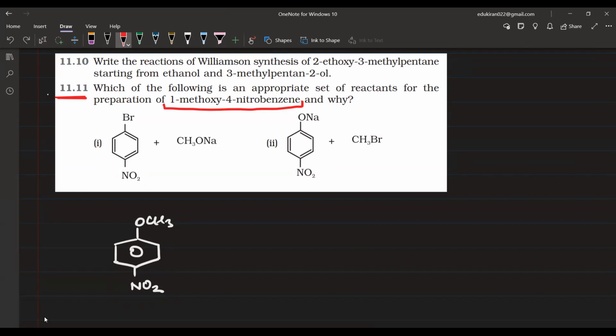So you have to see whether we should have a haloarene or not for the preparation of ethers, alkoxybenzene. So we need haloarene or we need ONa. You have just written this. Please tell me in the Zoom chat, 1 or 2, which set it will be. If you are not understanding, read the last line that you have written about alkoxybenzenes.